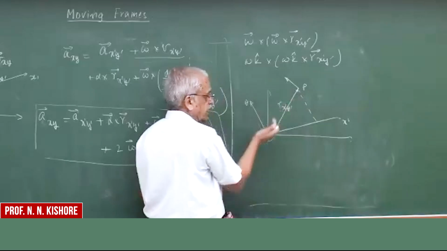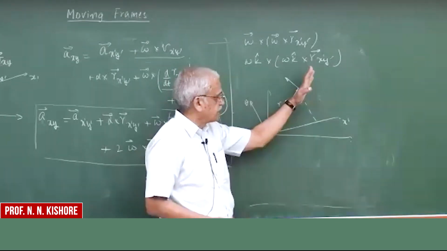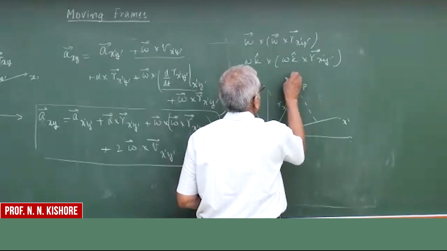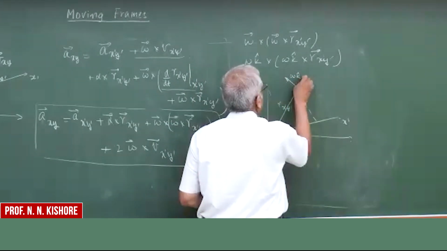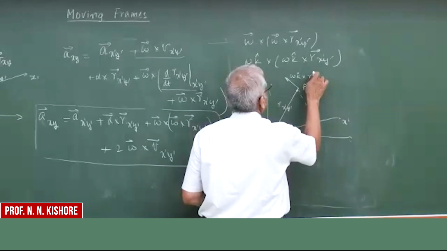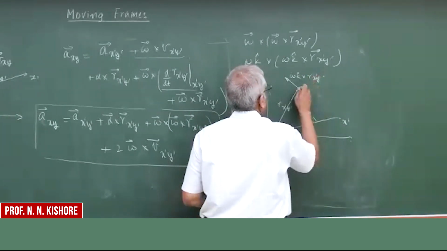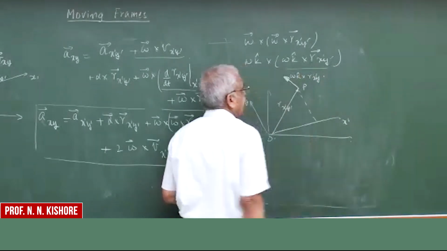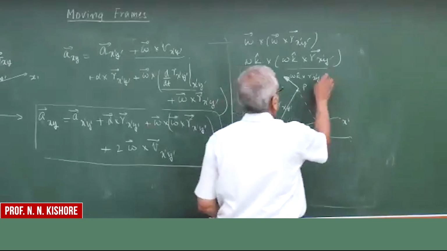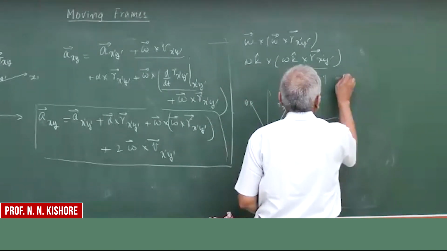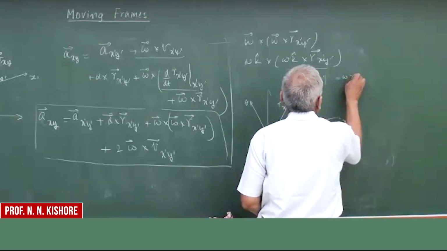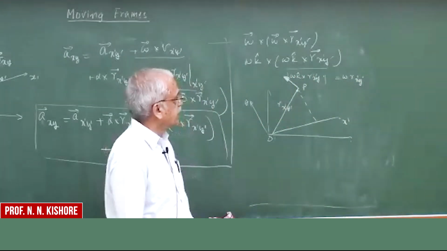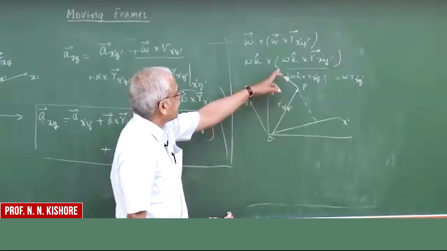If you take a cross product of omega with r, you know that it's going to move in this direction. So this is omega k cross r. This is the one, right? This part. And the magnitude of this one is omega times r x prime y prime itself. Magnitude.